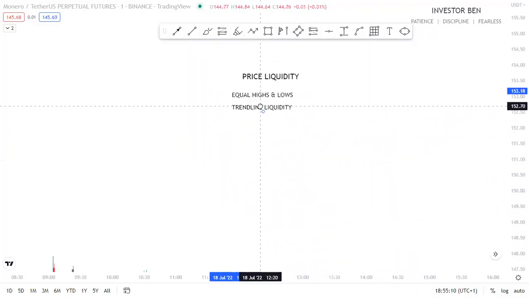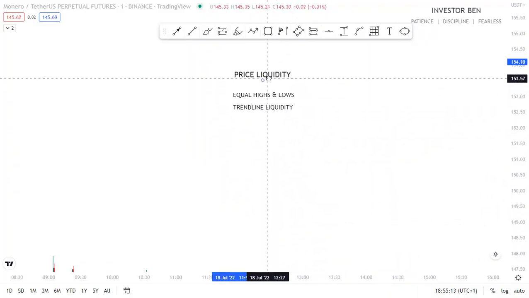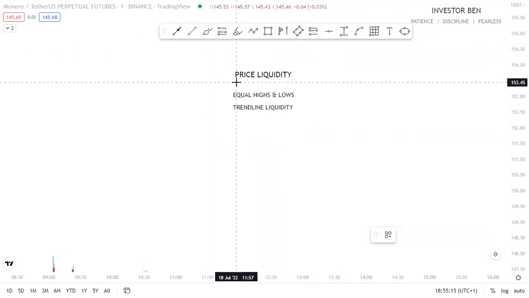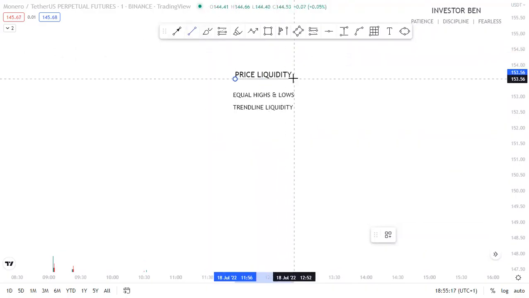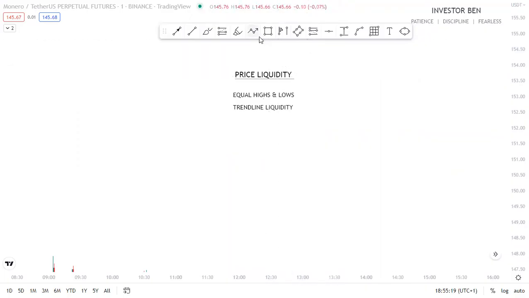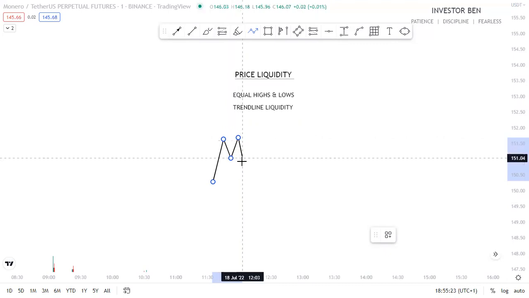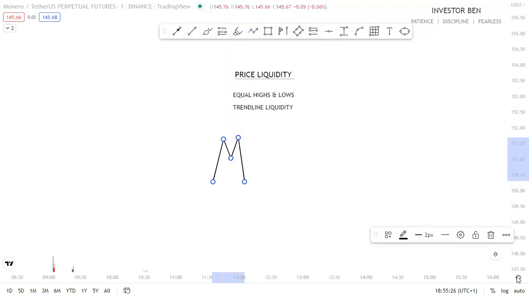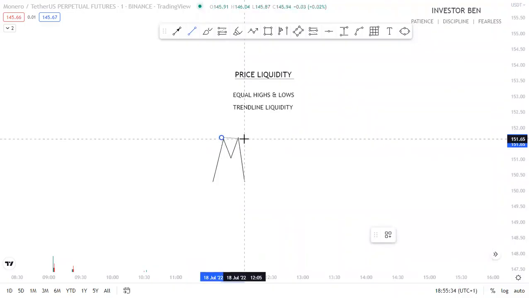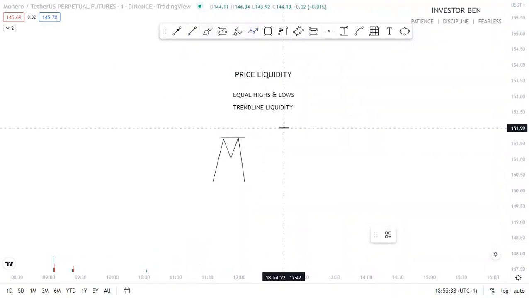Now when you hear of equal highs and lows, just like the name says, you should know that when you see price forming equal highs like this, liquidity is lying here. Liquidity is lying at this point in the market, at equal highs or equal lows, right?